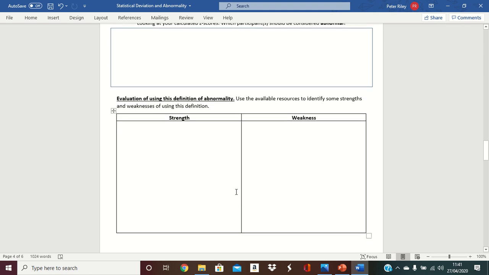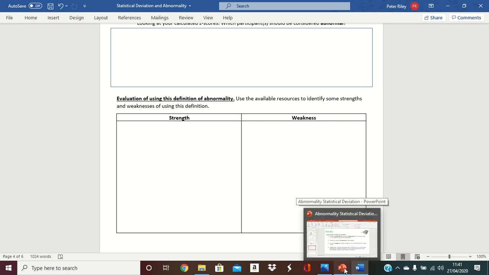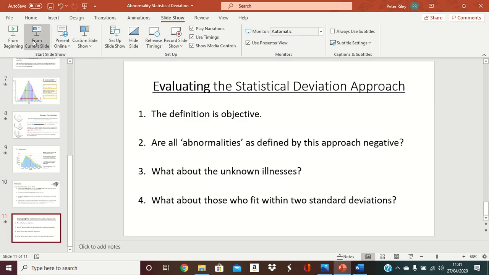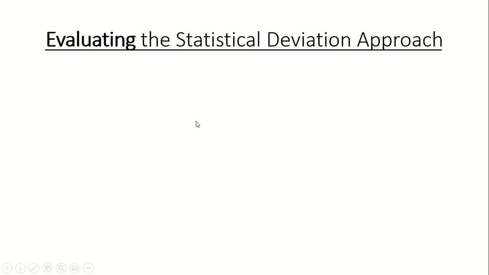Once we've done that, you can fill in some strengths and weaknesses of the approach. You can use your textbook to do that. Or if we just quickly go back to the PowerPoint, I'm happy to quickly talk about some of these evaluation points. A major strength of using this approach is the definition is completely objective. Because this is numerical, it's not open to interpretation.